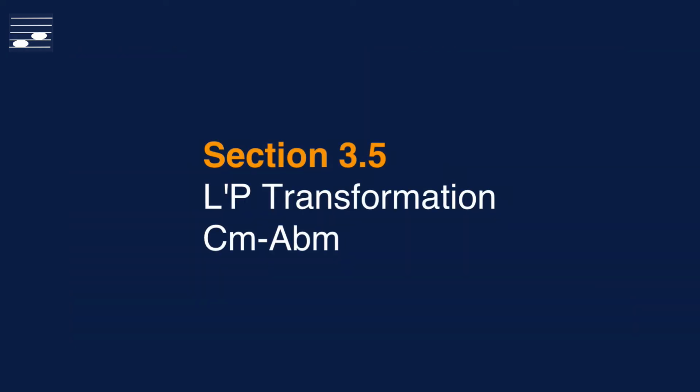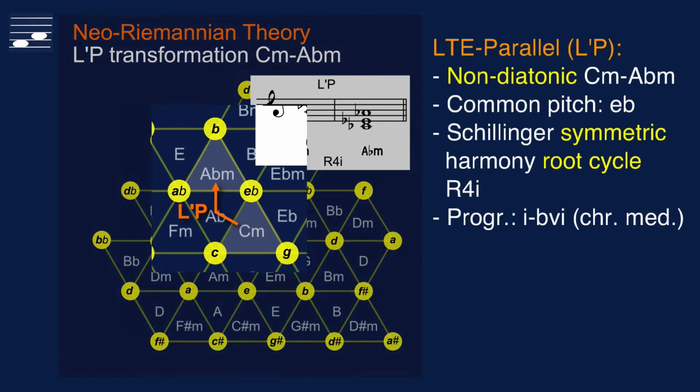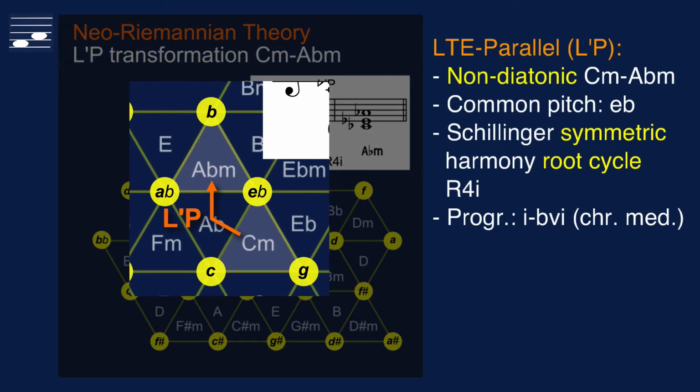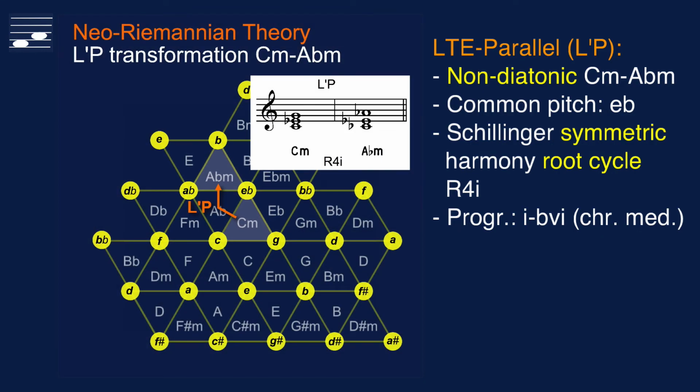We move on to the 4 compound transformations starting on a minor triad. The leading tone exchange parallel compound transformation brings us from C minor to the A flat minor triad. The common pitch is E flat, the Schillinger symmetric harmony system root cycle is R4I, a major third down.